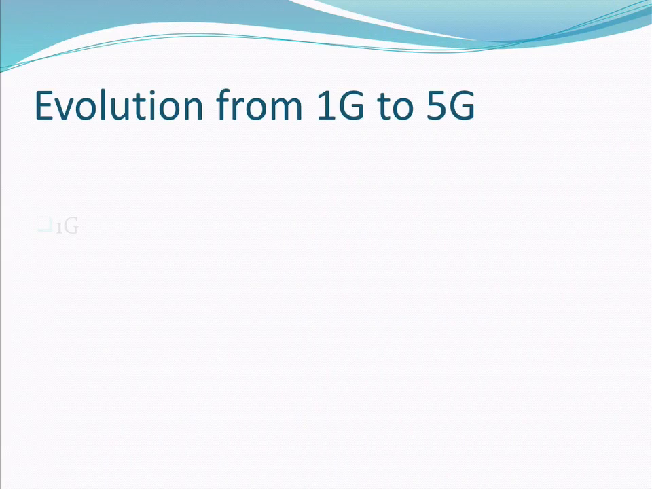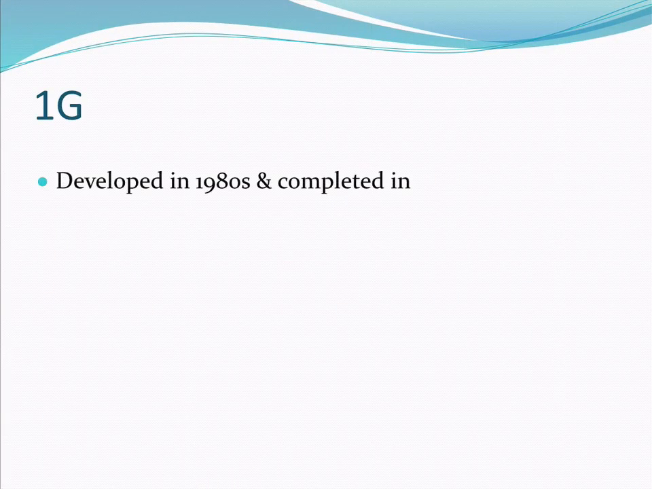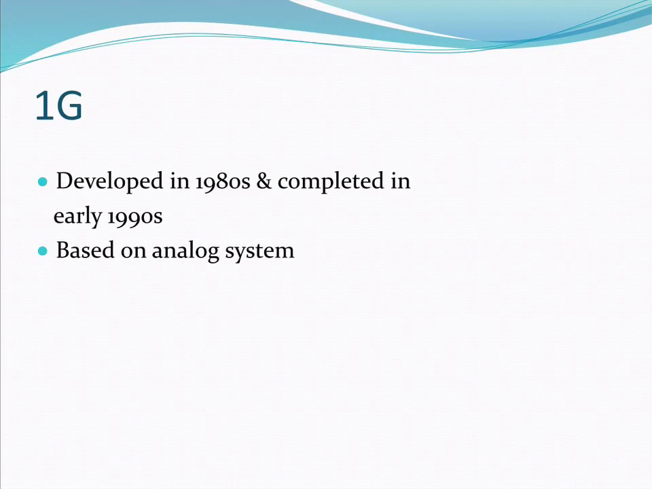Now we'll see the evolution from 1G to 5G. First came 1G, then 2G, then 3G, then 4G, and then 5G. 1G means first generation, as it was developed in the 1980s and completed in the early 1990s. It was based on the analog system. In that we have speed up to 2.4 kbps, which is very little. Nowadays you can't even tolerate this speed.